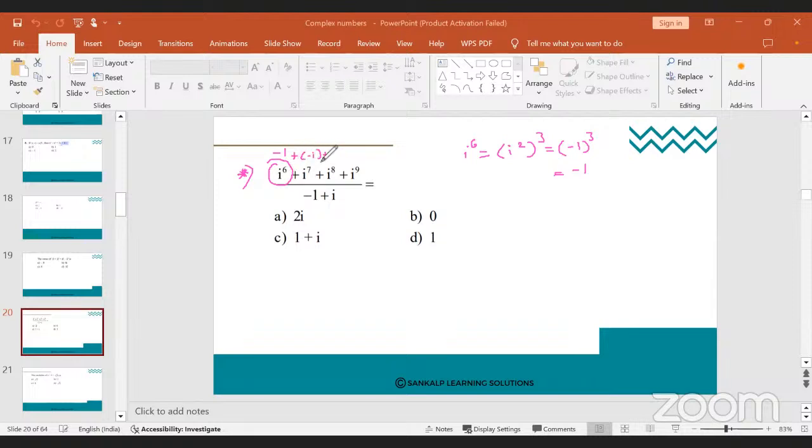Then minus 1 plus 1. i raised to 8 is 1, and i raised to 9 is again plus i. Minus 1 plus 1 got cancelled, it is 0. Minus i plus i is also 0. 0 upon anything is 0. It is very easy. Option B is the correct answer. Is that clear, students?